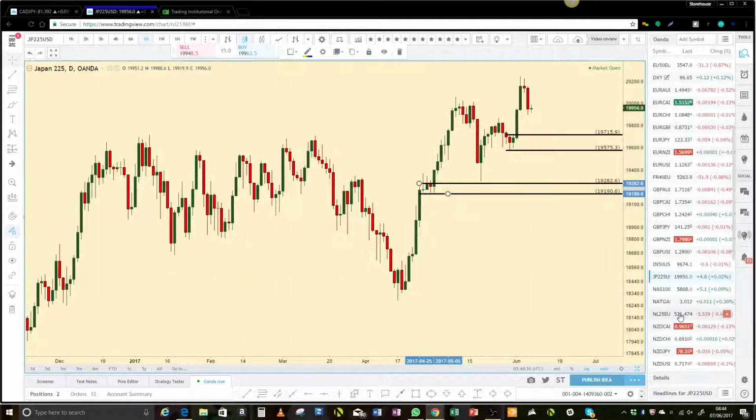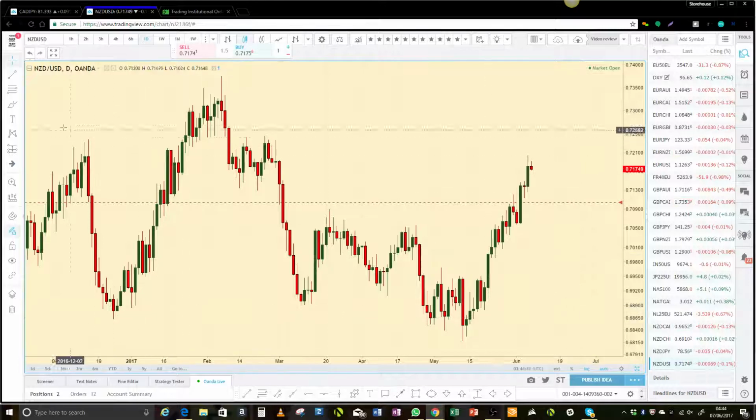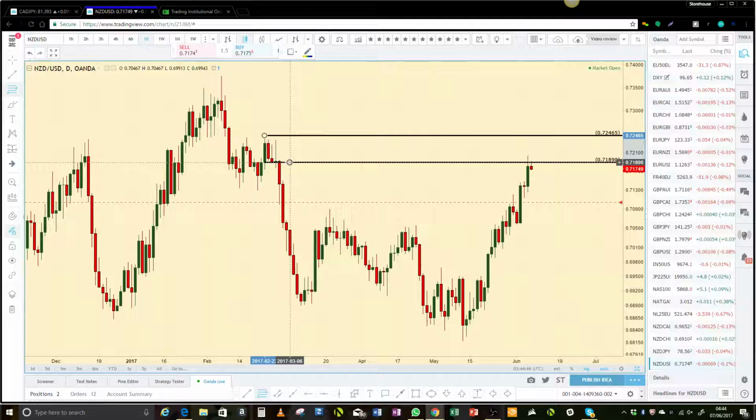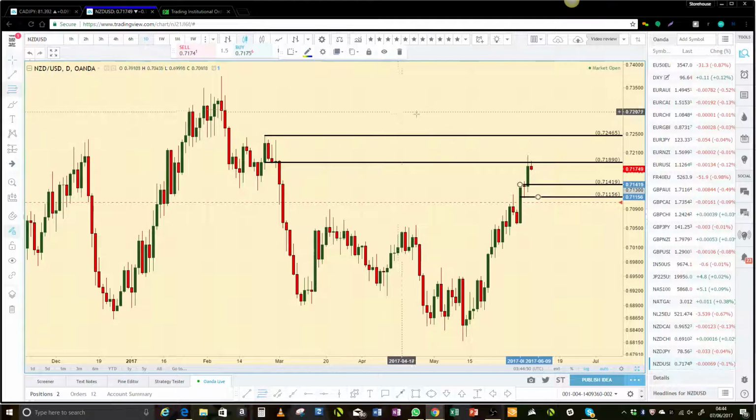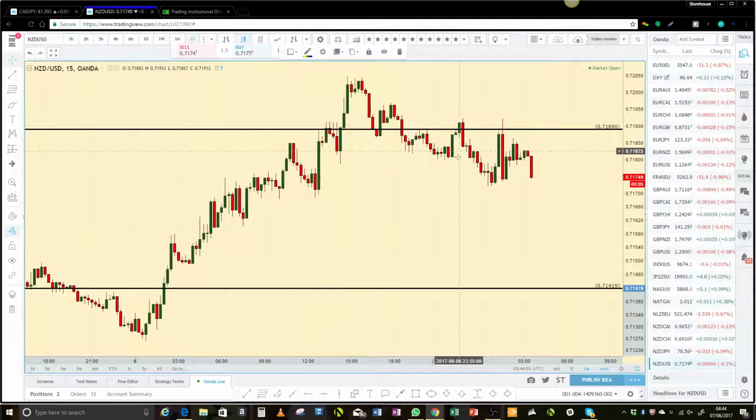Let's take a look. The New Zealand US dollar. Take a look at that one. So this one is definitely on our radar. We have demand also there. So let's take a look at that one quickly on a 15 minute, see if there's anything worth anything up there.